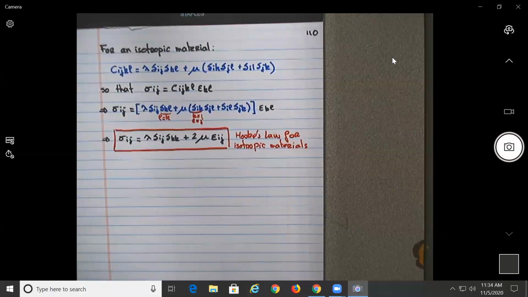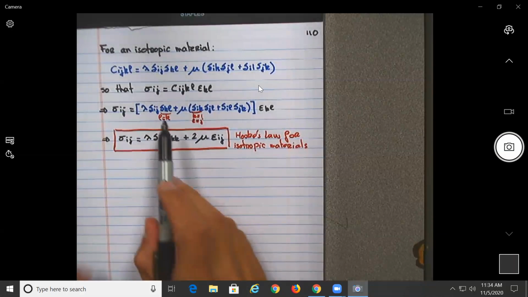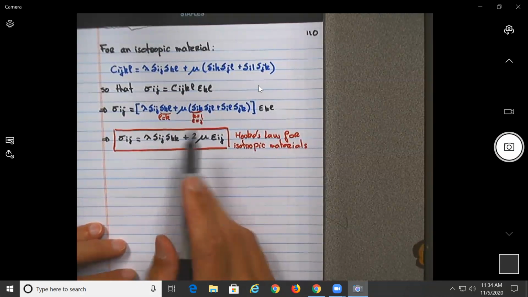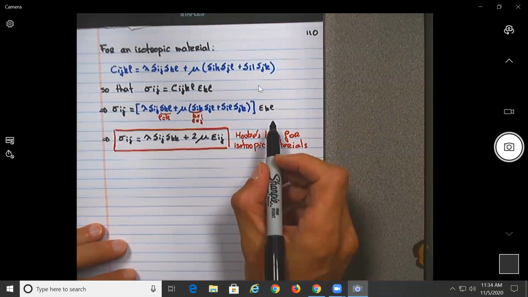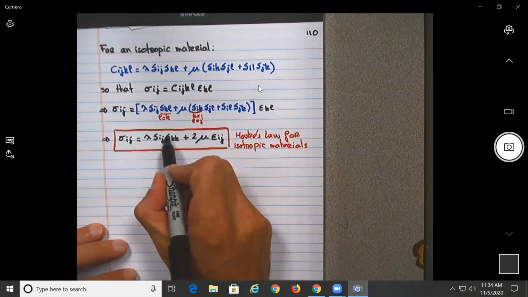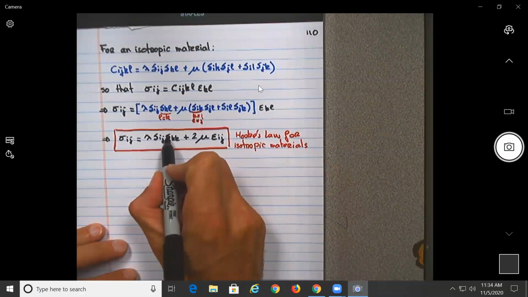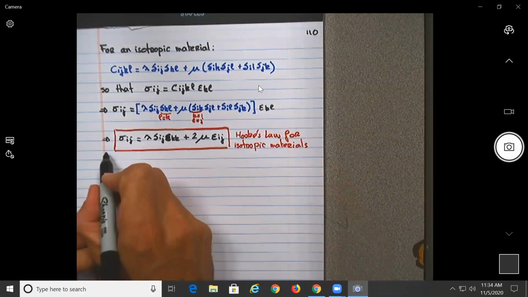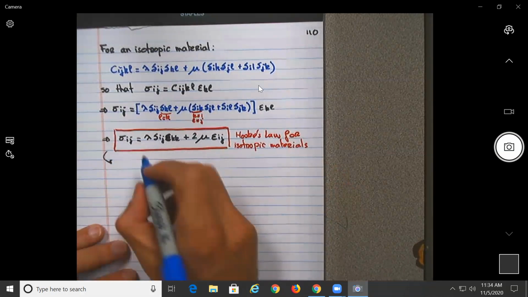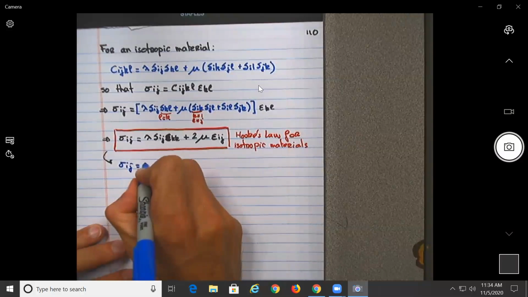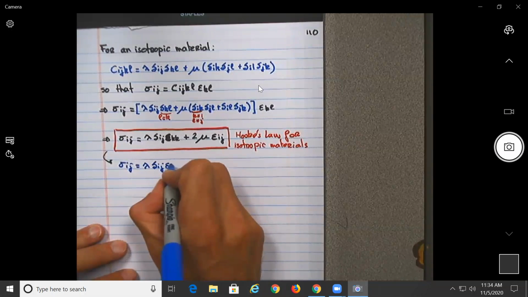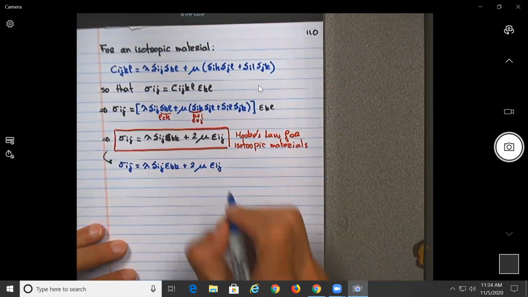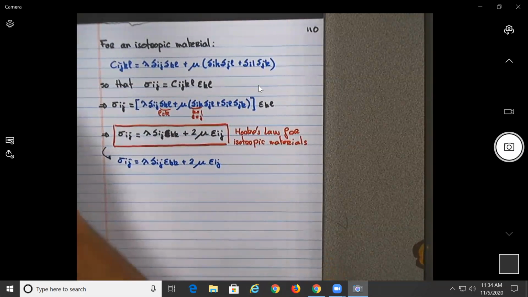So what happened here? Yeah, sorry for that, you're absolutely right. What happened here is that this one becomes L equal K. So we have IJ, and we can write this one just as epsilon KK. So basically, let me just rewrite this equation quick: sigma IJ equals lambda delta IJ epsilon KK plus two mu epsilon IJ. Okay.